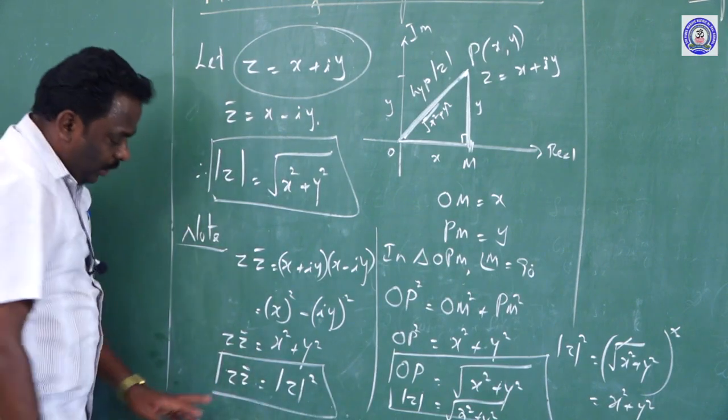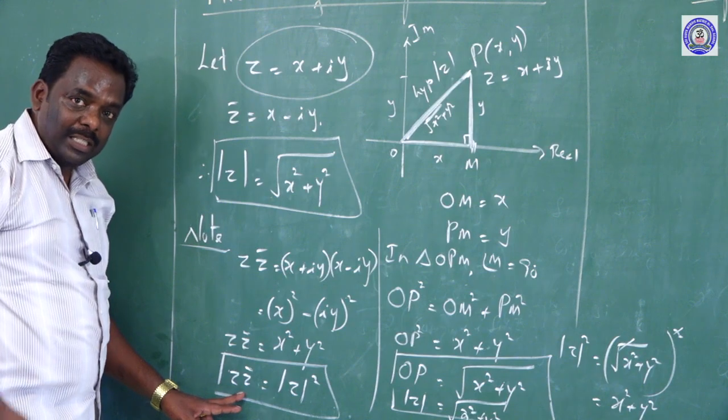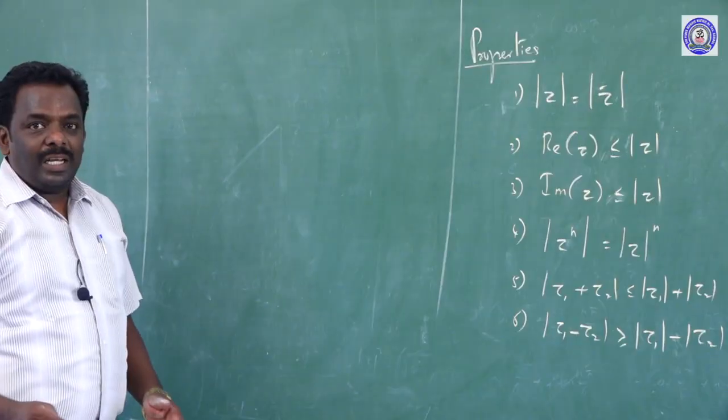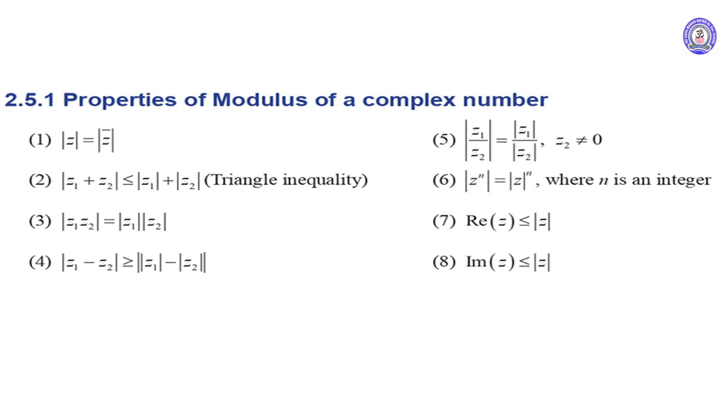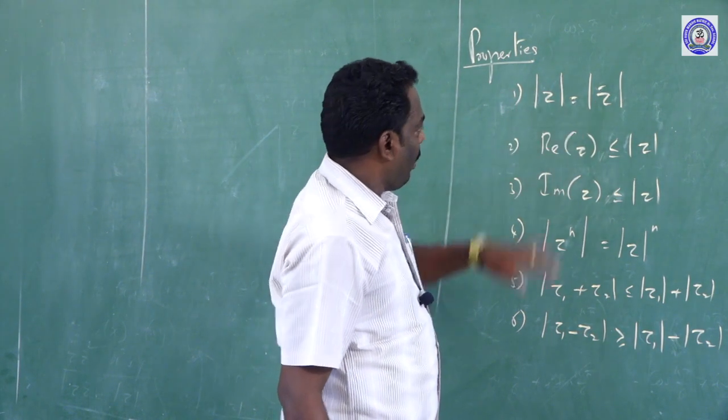Therefore, z into z bar, the product of the complex number and its corresponding conjugate value, is equal to the modulus of z square. Let us see the properties based on the modulus of a complex number. First property: modulus of z is equal to modulus of z bar.